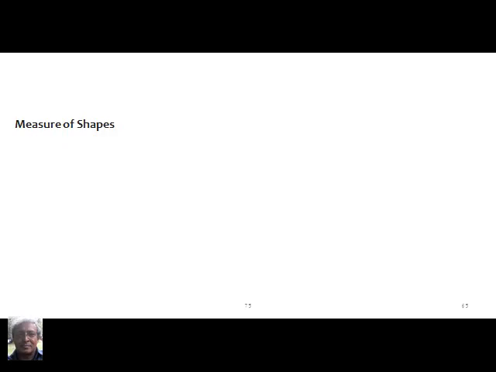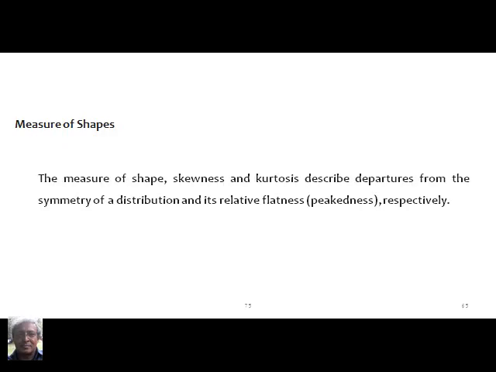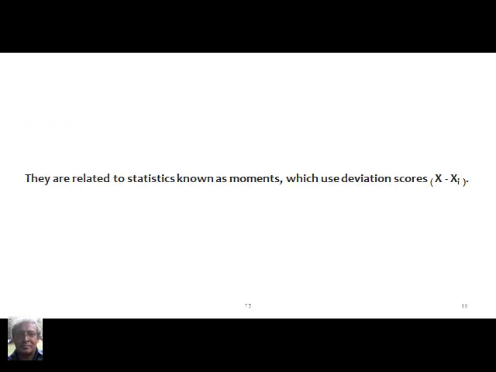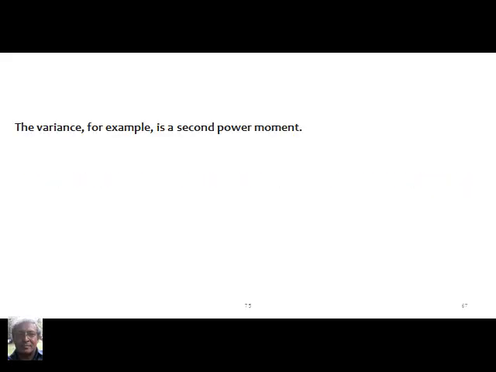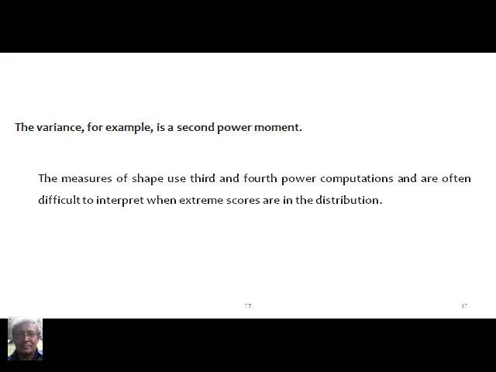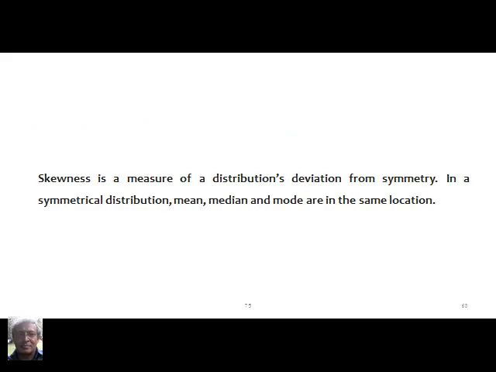Measures of shape. The measures of shape, skewness and kurtosis, describe departures from the symmetry of a distribution and its relative flatness or peakedness, respectively. They are related to statistics known as moments, which use deviation scores. The variance, for example, is a second power moment. The measures of shape use third and fourth power computations and are often difficult to interpret when extreme scores are in the distribution.